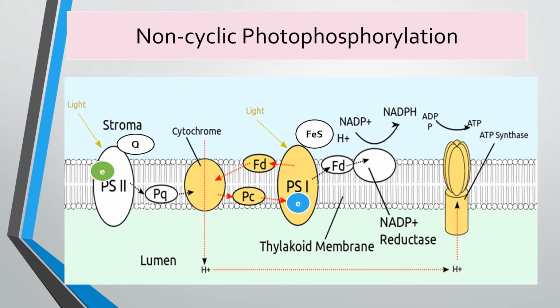Non-cyclic photophosphorylation involves both photosystems, which are photosystem 1 and photosystem 2. These two photosystems contain P700 and P680 respectively. This process happens when the photon, the light energy here, strikes these two photosystems concurrently. So first, I will begin the electron flow from photosystem 2.